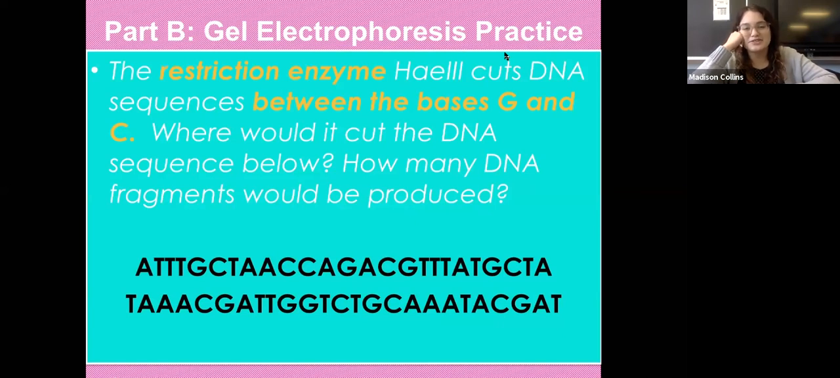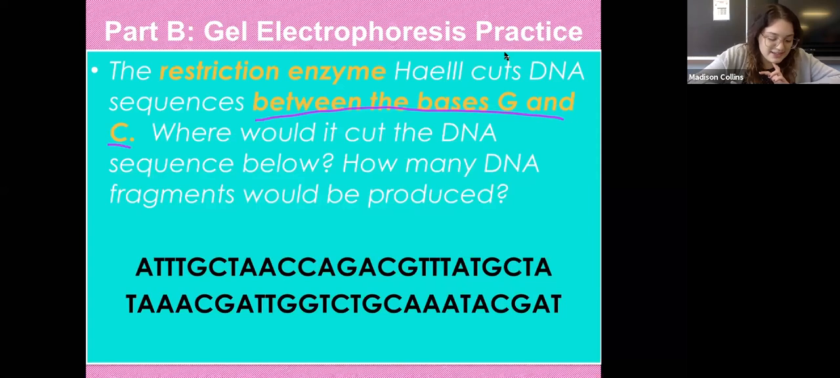So let's bring back our restriction enzyme. The first one we're going to be working with is something called HAE3. And HAE3 cuts the DNA specifically between the bases G and C. So on your paper, I've given you a DNA fragment or a DNA strand. I want you to figure out where this enzyme would cut the DNA sequence below. So if it's only going to cut between the bases G and C, where would it cut? And now, how many DNA fragments would be produced?